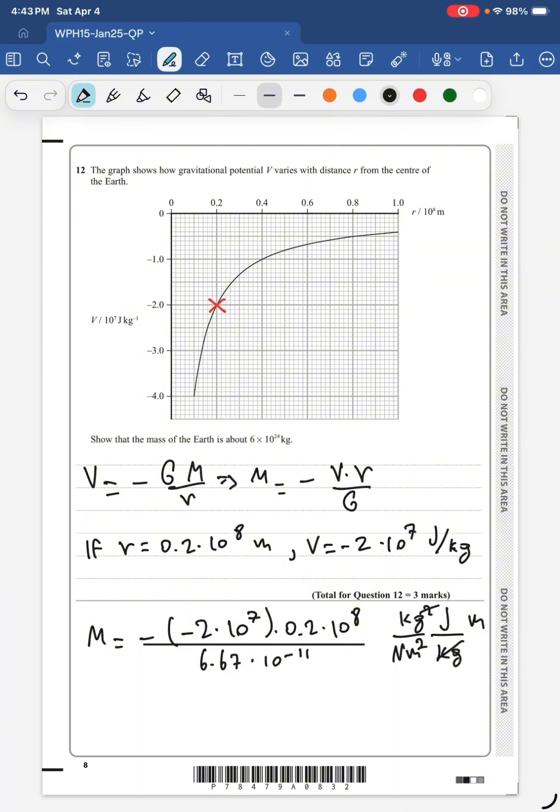So these kilograms cancel. And this yields 5.99 times 10 to the 24 kilograms, okay? And this is because newtons times meters make joules, so these meters cancel actually, okay? Now newtons times meters is 1 joule, so joules cancel, and we are left with kilograms, and we can also write this as 6 times 10 to the 24 kilograms.